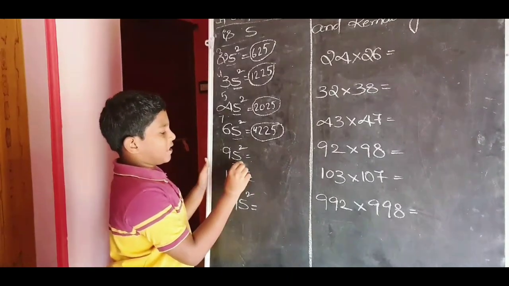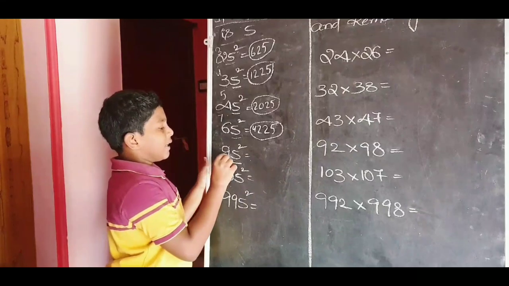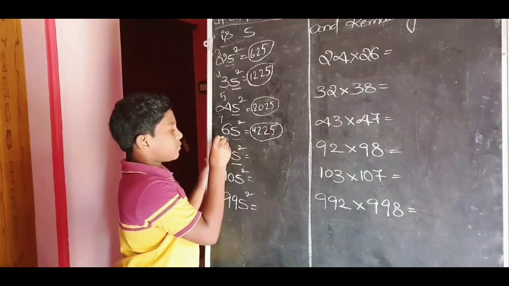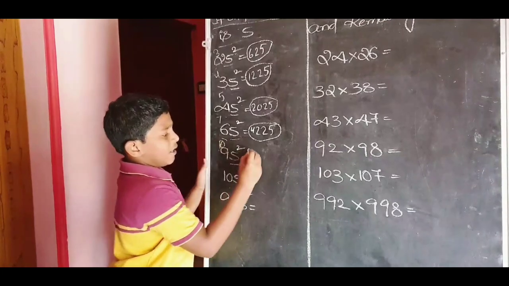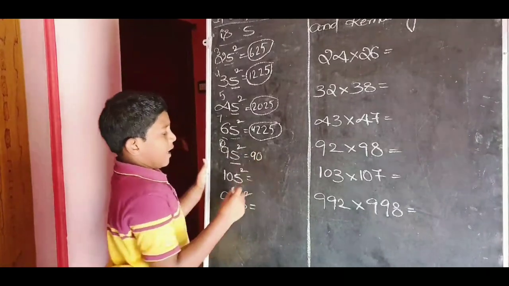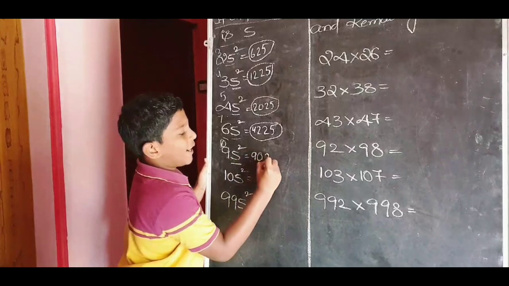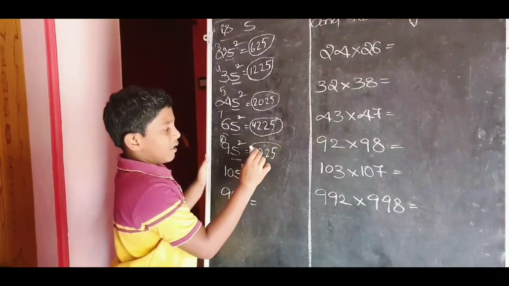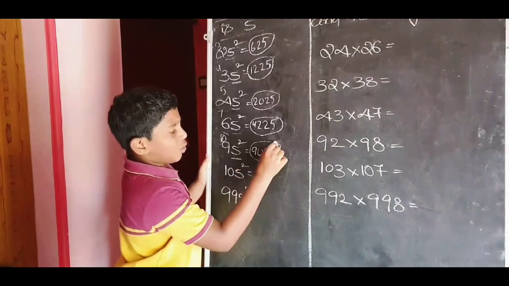95 square. If the unit place is 5, remaining 9. Next number 10. 9 10s are 90. And 5 square 25. The answer is 9025.